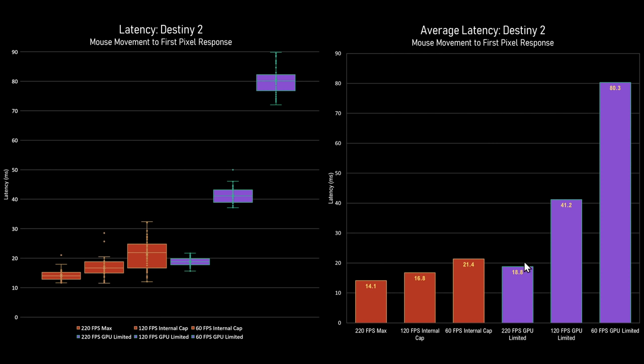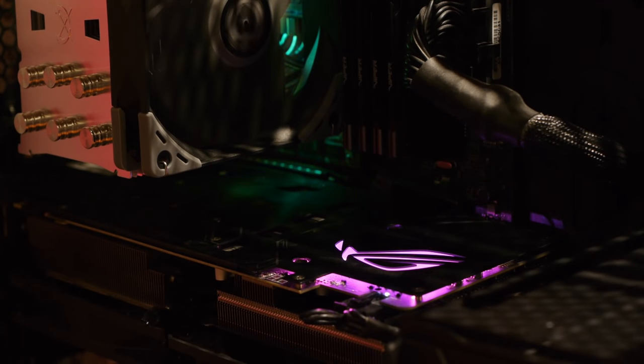But look at what happens when we're GPU limited at 120 FPS. Lag jumps to 41.2 milliseconds, and at 60 FPS, it's now 80.3 milliseconds. I wasn't actually expecting any lag this bad, so I had to reprogram my microcontroller to capture more samples. So the lesson here, just like with Quake Champions, is to make sure your GPU isn't running at 100%.